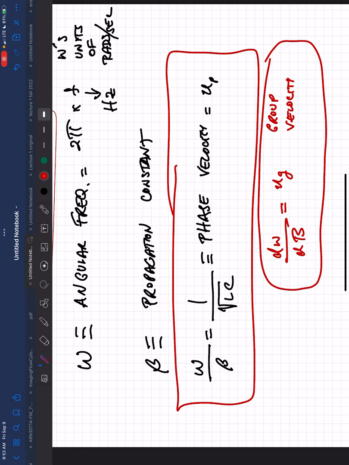Okay, so this group velocity, so that's your phase velocity. What's a group velocity?